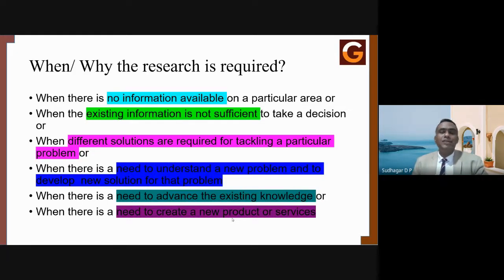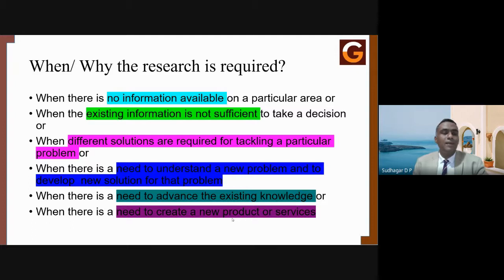Before understanding the research opportunities, it is very essential for us to be very clear when and why the research is required. Until otherwise we answer this question, investing our time, money, and energy to conduct research will be of no use. So it's very important for us to know when and why the research is required. So I have listed down some of the factors when the research is required. The first one is when there is no information available in your particular area. Definitely the research is required.